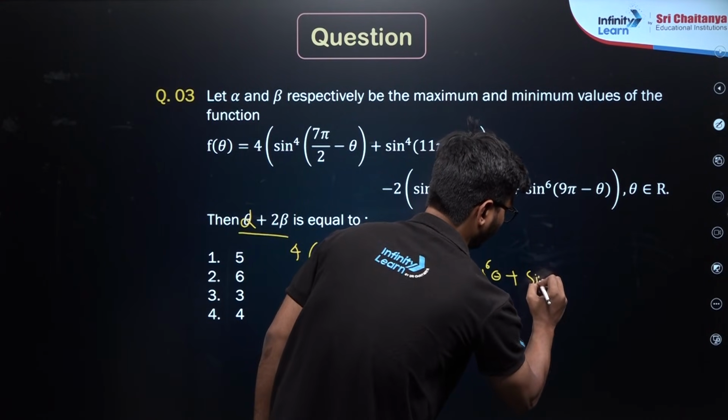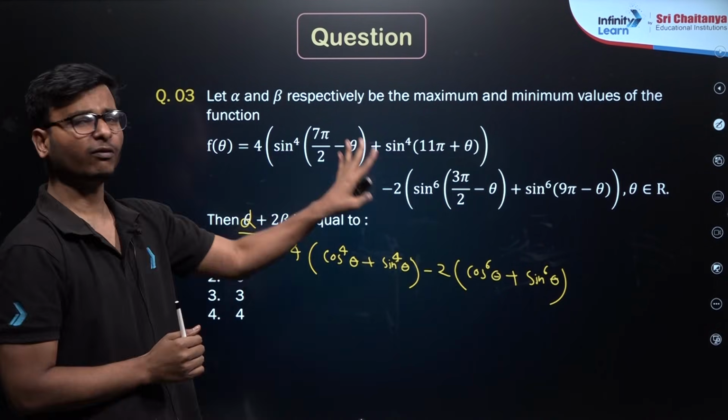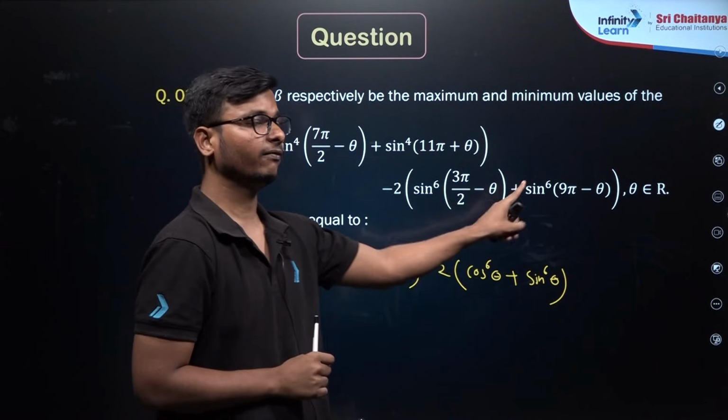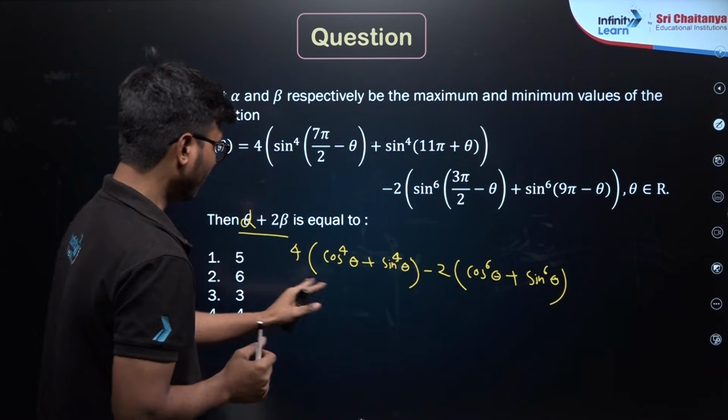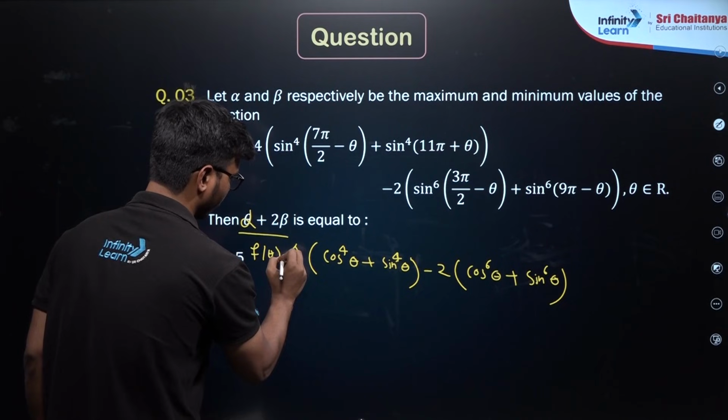So we are going to have sin to the power 6 theta. And in each and every one, the sign is not going to change because we have an even power in each and every place. Okay, so let's simplify this. So this is our new f of theta, the simplified version.